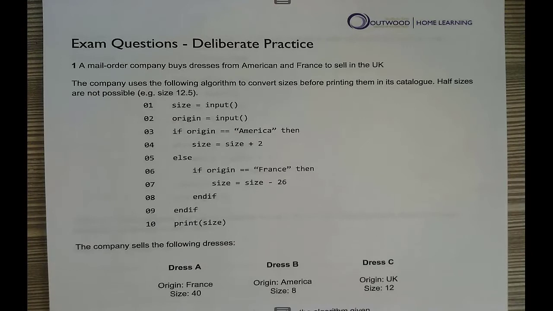Right then, let's have a look at these questions, a part of our deliberate practice. These ones are all about reading algorithms. So we've got here a mail order company buys dresses from America and France to sell in the UK. The company uses the following algorithm to convert sizes before printing them in its catalogue. Half sizes are not possible, e.g. size 12.5. So we've got some code here.